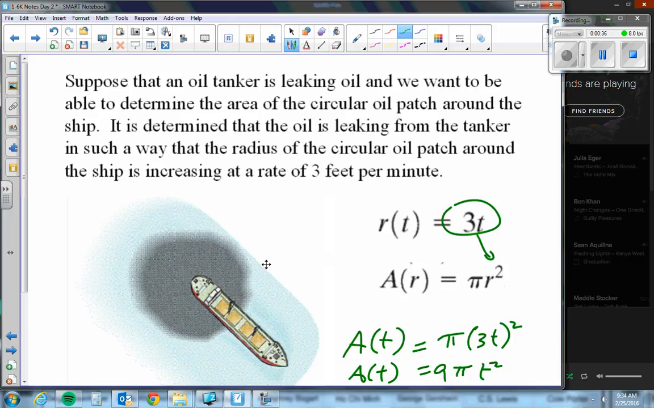And you should realize this from your geometry, that if the radius is tripling, the area is tripling twice, or it's 9 times as big.